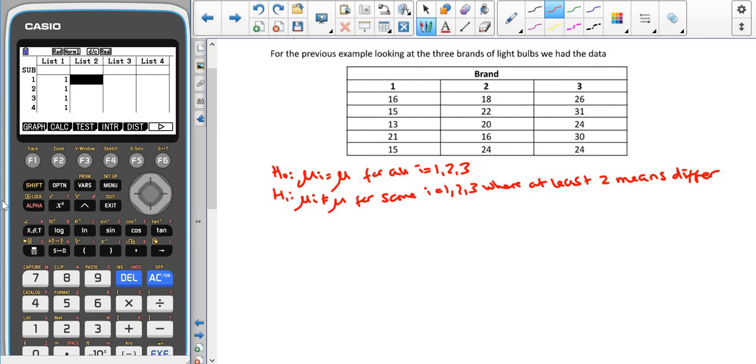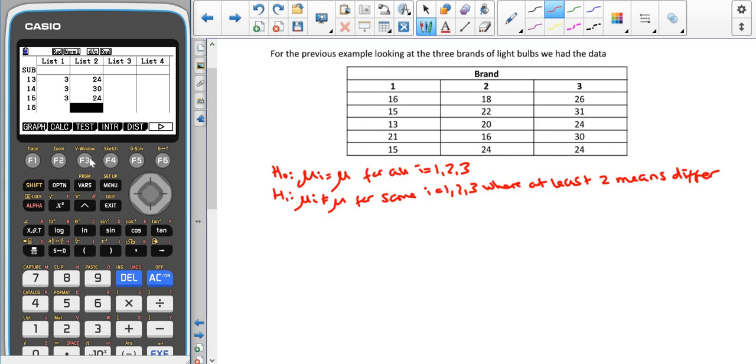Then in list 2, I'm actually going to put my data. So I've got 16, 15, 13, 21, 15. Then I've got 18, 22, 20, 16, 24. Then we've got 26, 31, 24, 30, and lastly 24. So list 1 is saying where the piece of data is. List 2 is saying what the actual piece of data is.